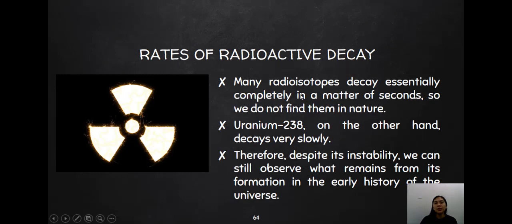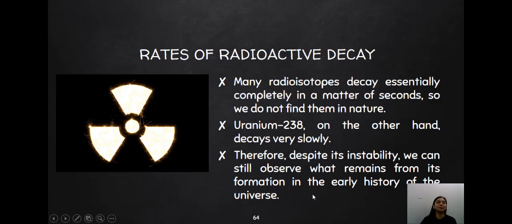So, many radioisotopes decay essentially completely in a matter of seconds. So, yung iba, parang halos hindi nga natin makita kasi 0.16, ganyan. 0.16 of a second, okay na siya, naging stable na siya. However, uranium-238, on the other hand, decays very slowly. Therefore, despite its instability, we can still observe what remains from this formation in the early history of the universe.